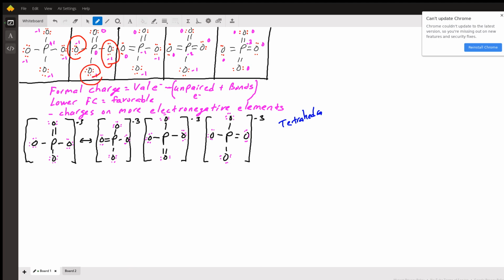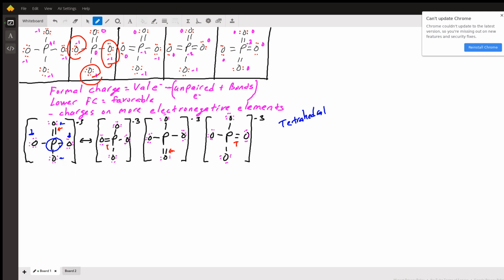Now we can draw out the different resonance structures, and that involves moving this double bond from location to location. It's important to note that resonance structures are not individual different Lewis structures. It's just the best way that we can show the overall molecule and what it's doing. The overall molecular shape here is going to be tetrahedral because we have a central atom with 4 things attached to it. So that's phosphorus.